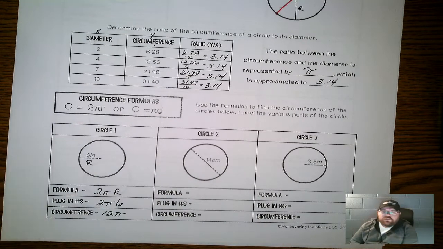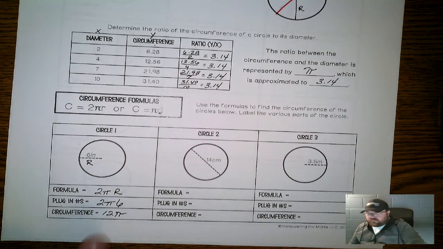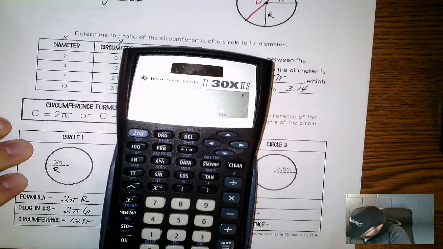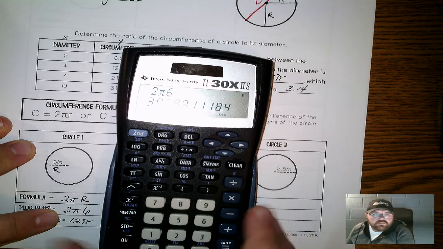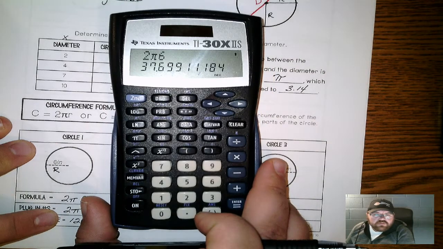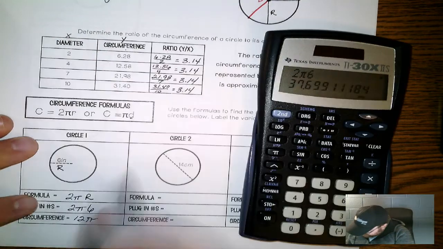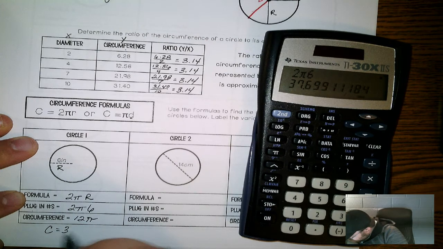That is called in terms of pi. So if you want to leave it like this, that's okay. I would prefer that you try to get the final answer. So if we did this, we have 2 pi 6. Hit enter, and you get 37.68, round that to the tenths place, 37.7. So the circumference is equal to 37.7 inches.